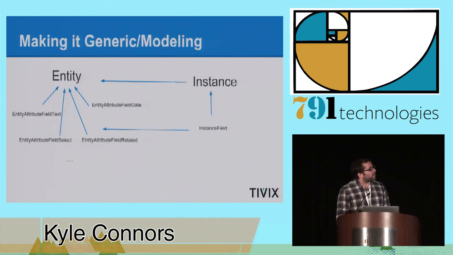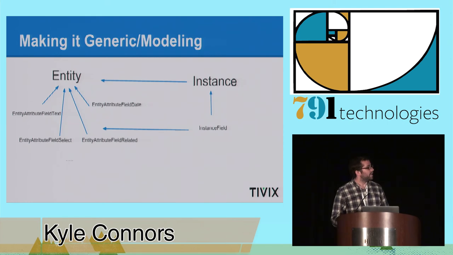This is a bit of the modeling. As we were building this, we thought, why call it forms? Because we wanted forms to refer to some other piece of data we have. So we thought of something a bit more generic, and why not call it entity? A form is just a representation of that entity. I'll get to a demo at the end, but an entity is something you actually define. It's a thing, and then there are different entity attribute fields, and each is a different type, like your text field, select field, and related. Your actual data is an instance. These instances relate to entities, and then there's an instance field with a generic foreign key to an entity attribute.